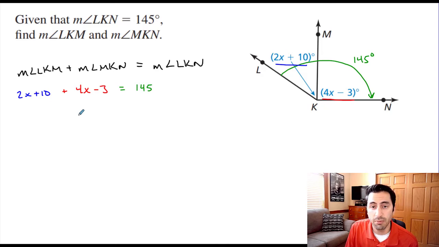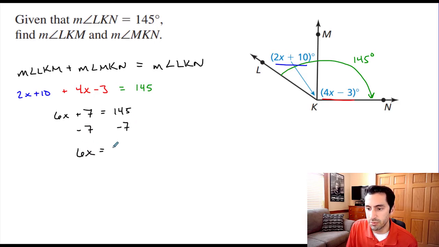So the first step, let's combine some like terms on the left-hand side. So 2x and 4x, I end up with 6x. 10 minus 3, we have plus 7. And then this is still equal to 145. We're going to isolate my variable term, so I'm going to subtract 7 from both sides. We get 6x is equal to, let's see, that's going to be 138. And then lastly, let's divide both sides by 6 to find our value for x. So 138 divided by 6 is 23.